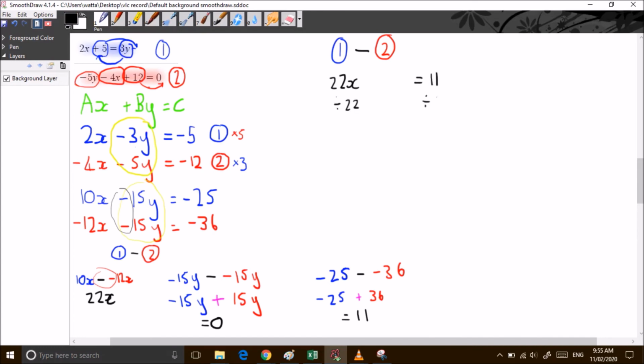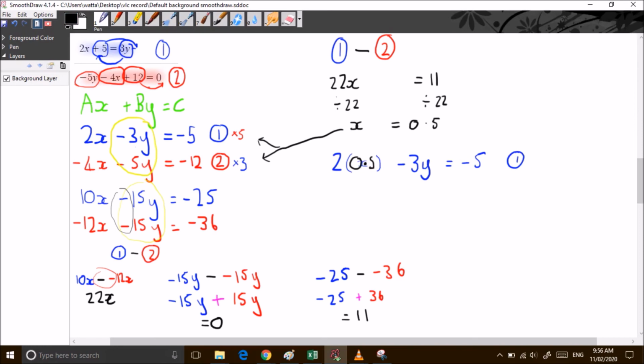We can divide both sides by that number in front of the x to find out that x is equal to 0.5, a half. So we have to solve for y now by substituting x back into either of those equations. It won't matter which, because they'll give you the same answer. So taking the first equation, 2x minus 3y equals negative 5.